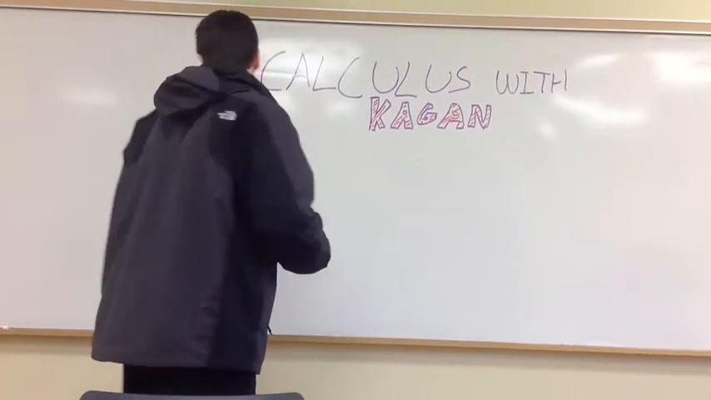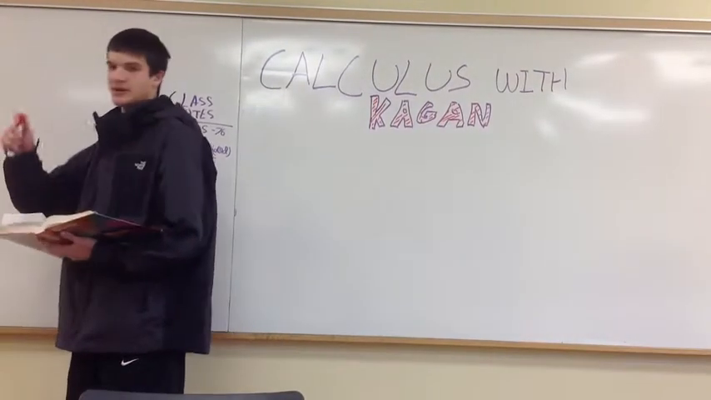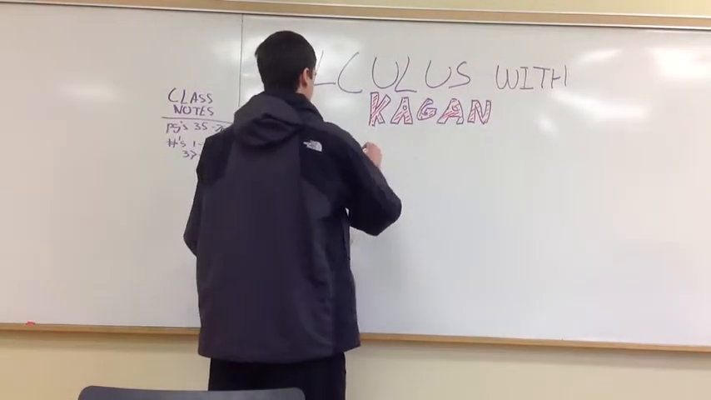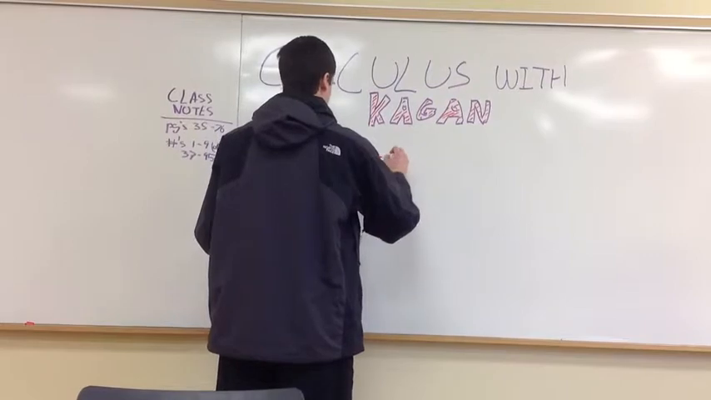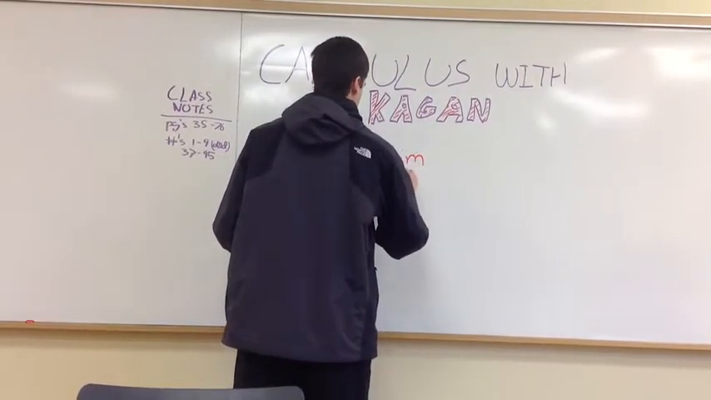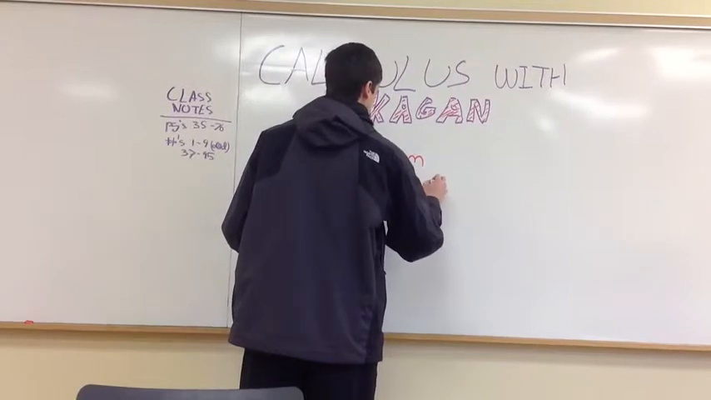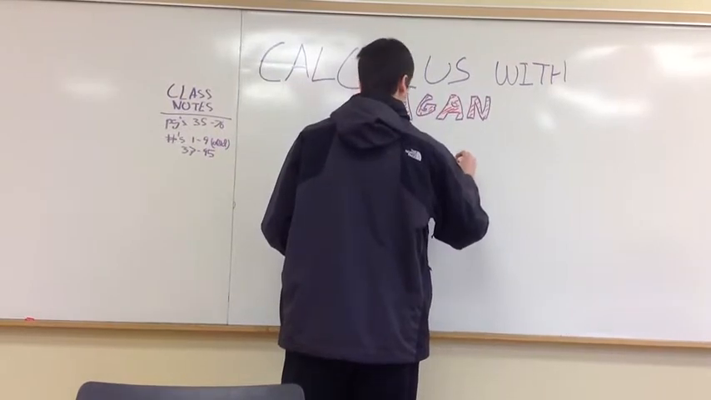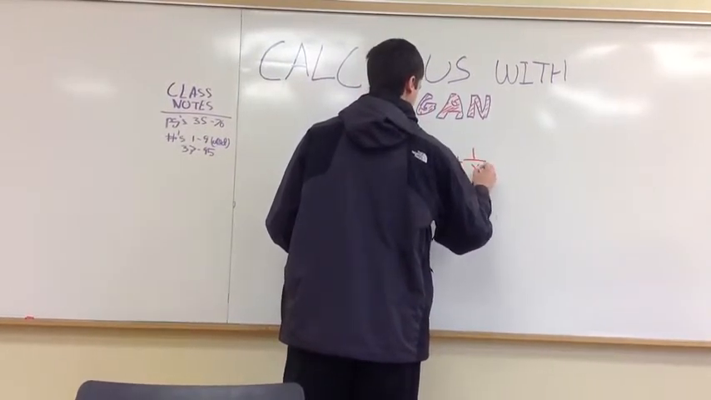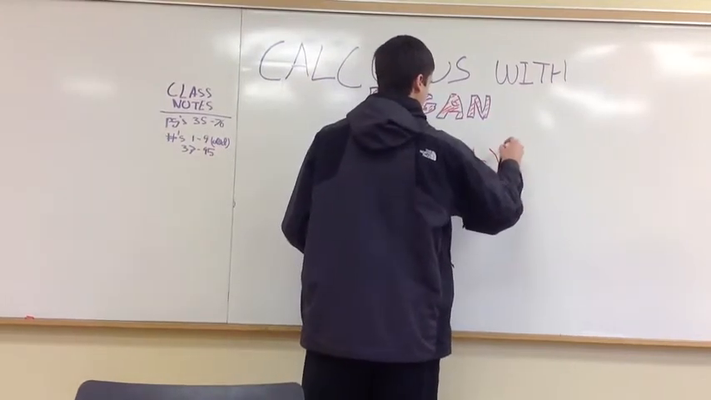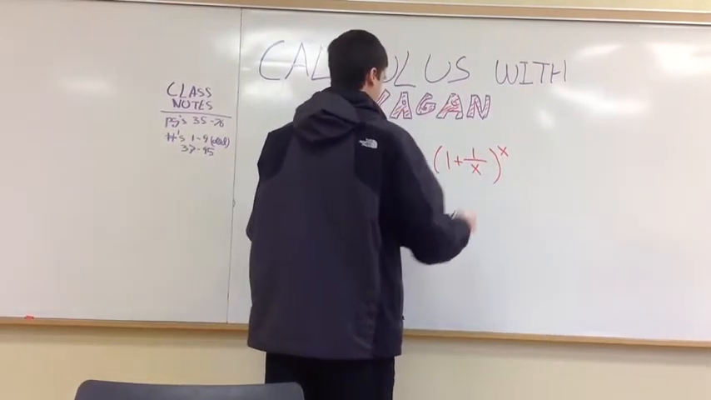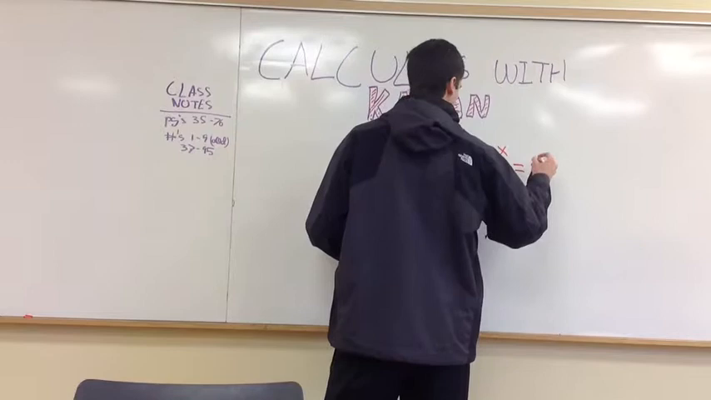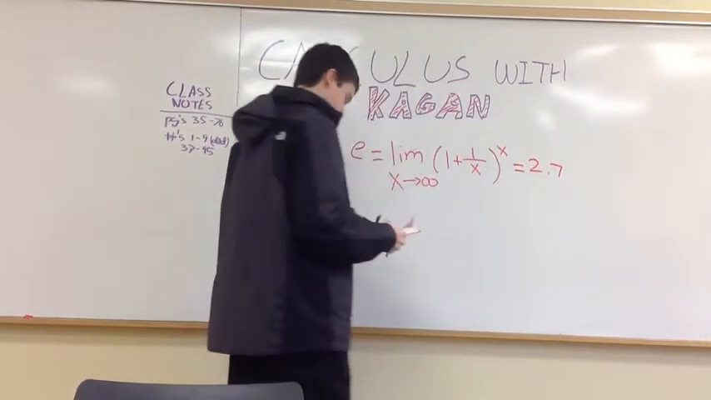So, to start off your problem here, you have to get a marker. Then, you write the equation. E equals the limit as x approaches infinity of 1 plus 1 divided by x, close parentheses, all to the x. And this whole equation right here is the same thing as equaling about 2.7, which is what e is.